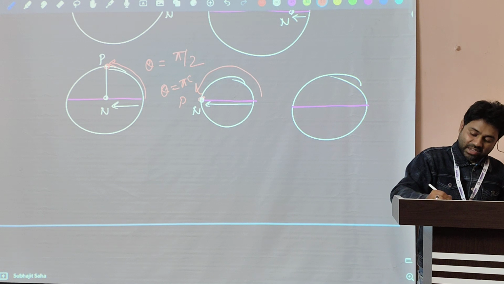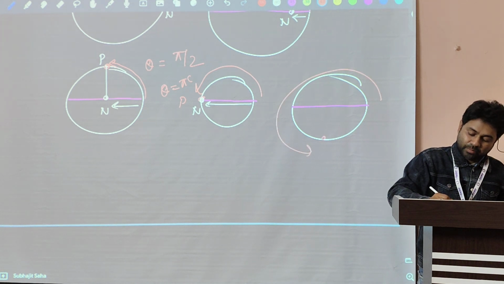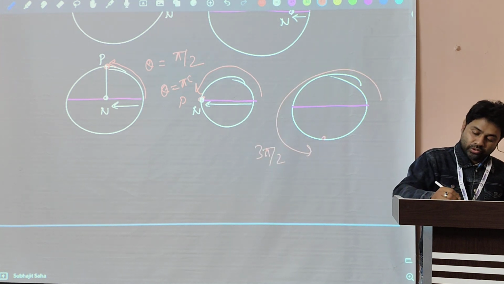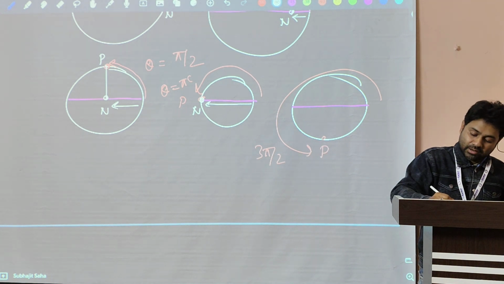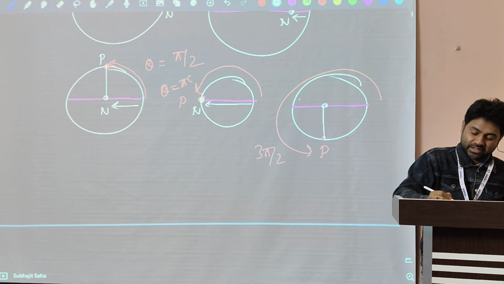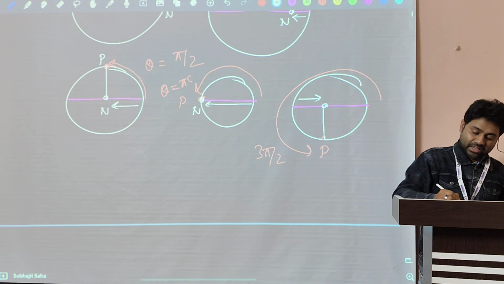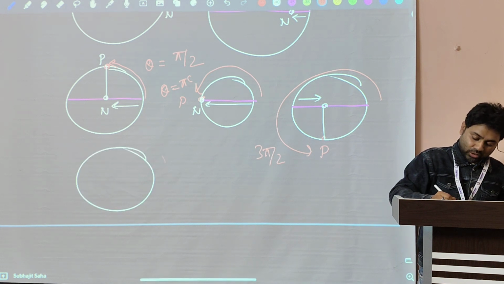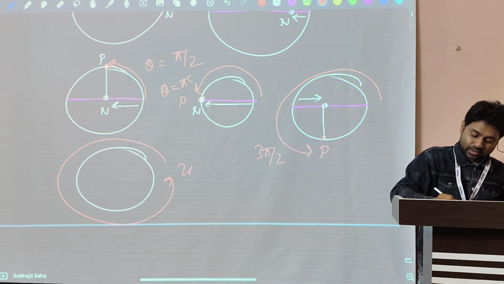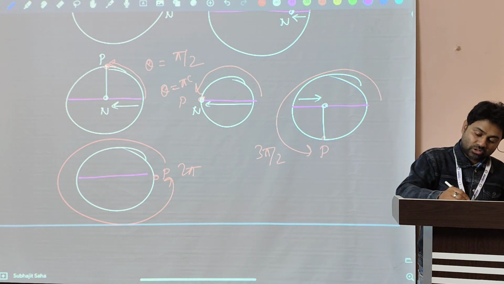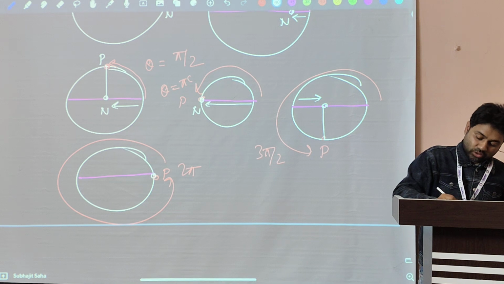When the particle has moved there, covered a total angle of 3 pi by 2, again draw a perpendicular here. It has moved from this end here. And lastly, as the particle covers a total of 2 pi radian and reaches back to its original position, the foot has also moved back from the center to this position.